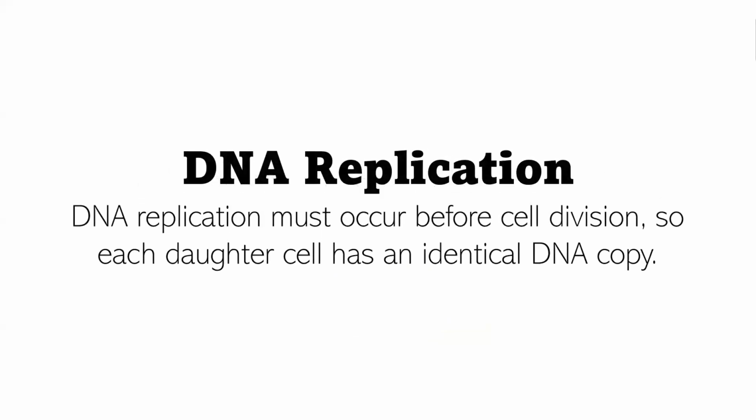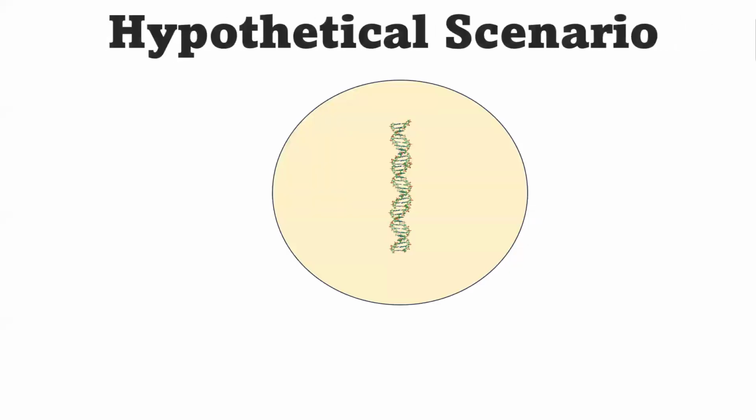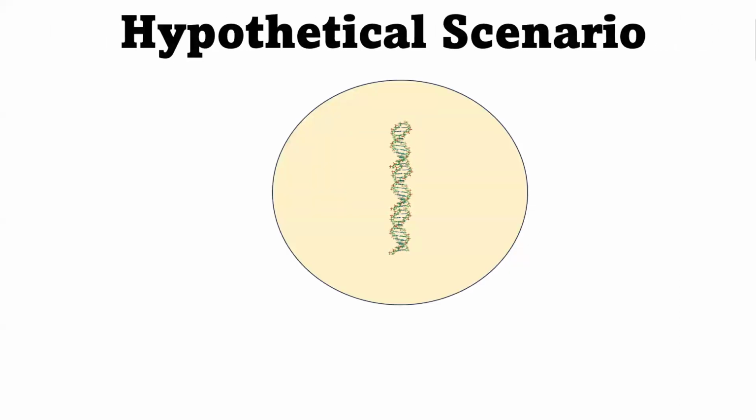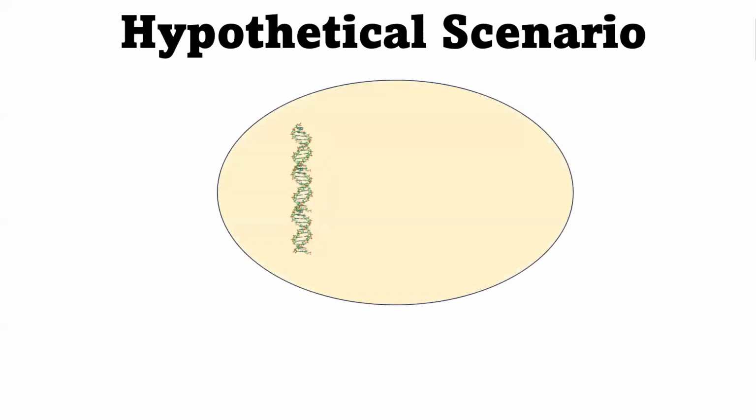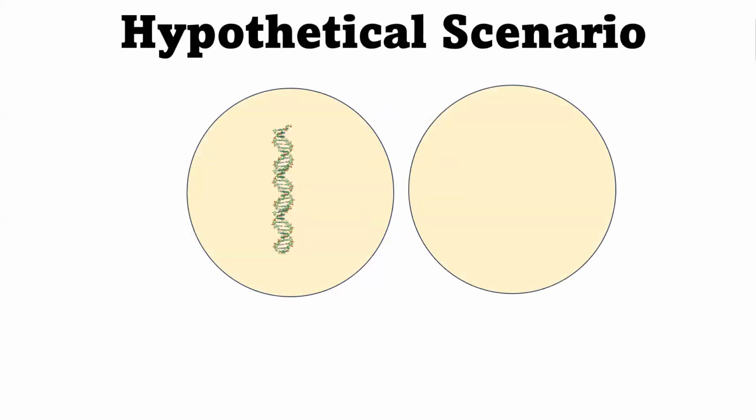And this must happen before cell division. Otherwise, cell division won't be successful. Each daughter cell needs to have an identical copy of DNA. Let's look at a hypothetical scenario where this cell is going to divide without DNA replication. The cell gets bigger, that one DNA molecule moves into one daughter cell, and the other daughter cell has no DNA. The result, that cell without the DNA wouldn't survive very long and would die. Therefore, cell division was not successful.